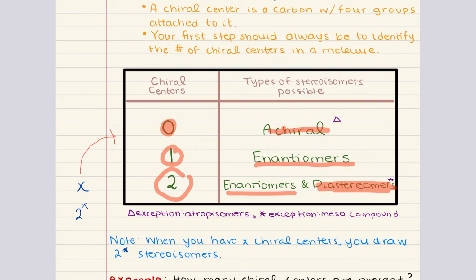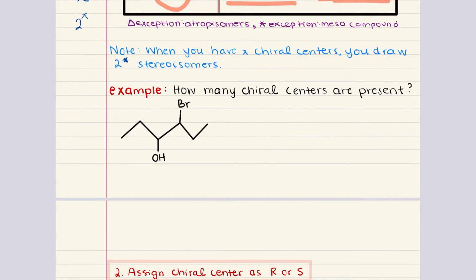Let's take this information and apply it to an example problem. This example problem says, how many chiral centers are present in this molecule? To answer this, we're going to start by examining each carbon atom and its attached groups. If we look at this carbon right here at the end, this carbon is a methyl group, so that means it's attached to 3 hydrogens that are not explicitly drawn in bond line. Remember, a chiral center is one where the carbon is bonded to 4 different groups. If there are 3 hydrogens, that's not 4 different groups. So this carbon at the end is not a chiral center.